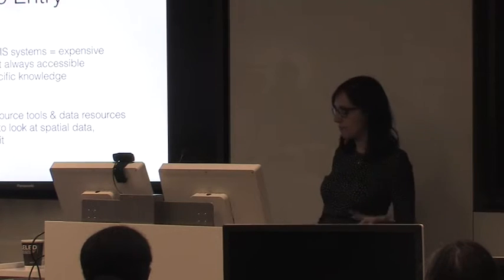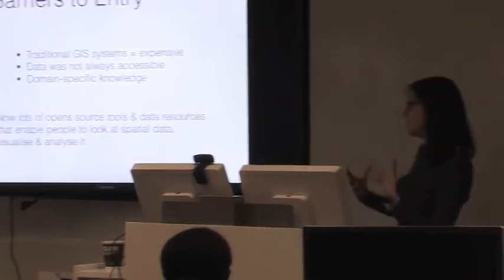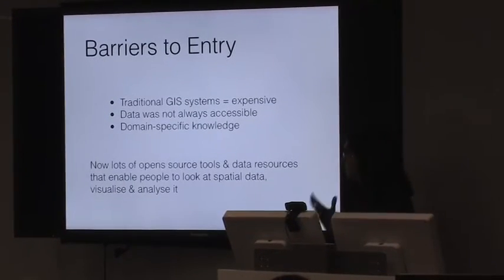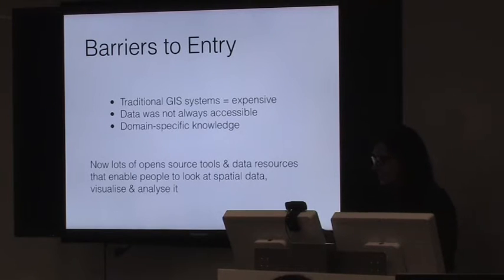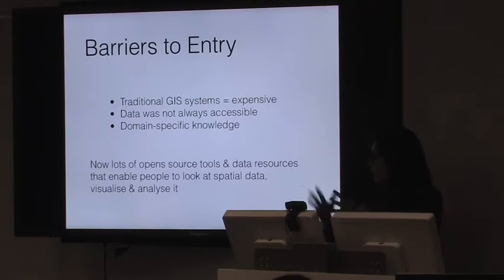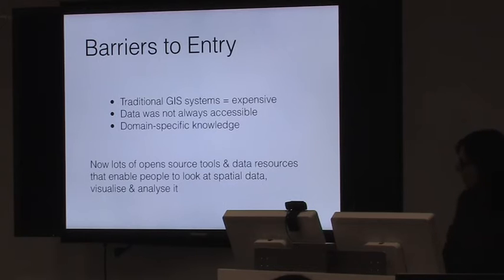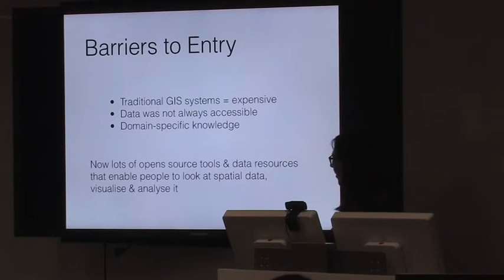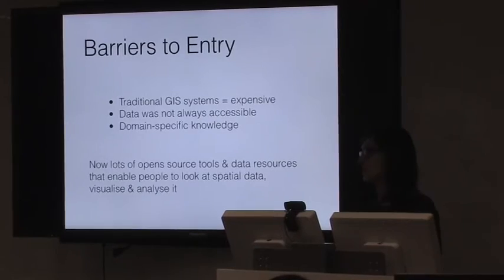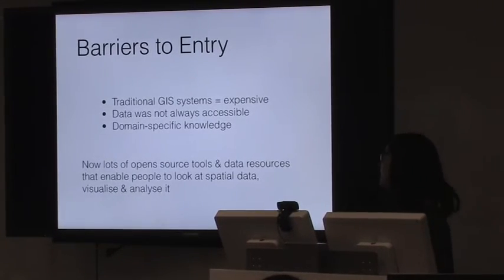Now, as mentioned briefly before, there have been some barriers to entry for people to actually start doing spatial analysis unless you had domain expertise. So traditional GIS systems were expensive. ArcGIS, I have no idea how much the license costs, but it's expensive. And then their big grandfather open source libraries are written in C and C++, and there's a barrier to entry there if you are not proficient in C and C++ and you don't understand all the dependencies of those libraries. I've heard that they're very, very tricky to install. So now there's lots of open source tools and data resources that enable people to look at spatial data. And in particular, there are great libraries in Python and R that allow you to visualize and analyze it.